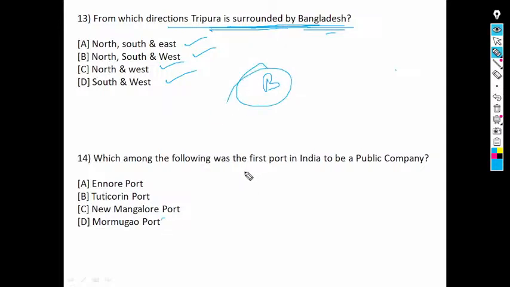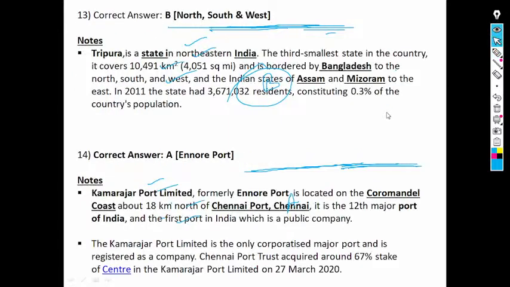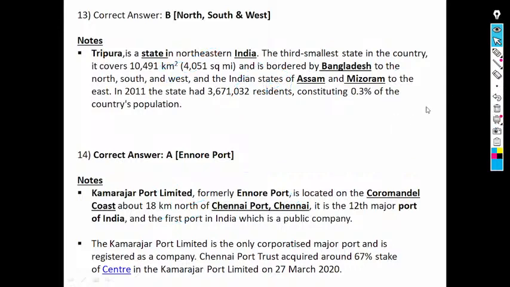Which among the following was the first port of India to be a public company? Ennore, Tuticorin, New Mangalore, and Marmagao. First to be a public company, it is your Ennore port, A. Ennore port, Chennai port extensions.